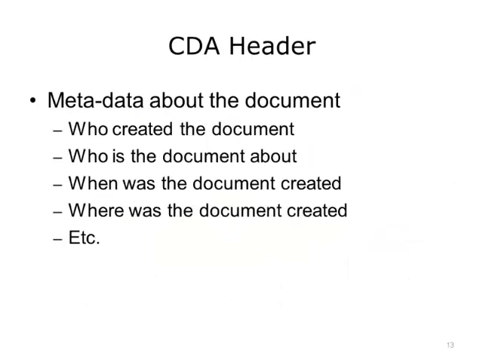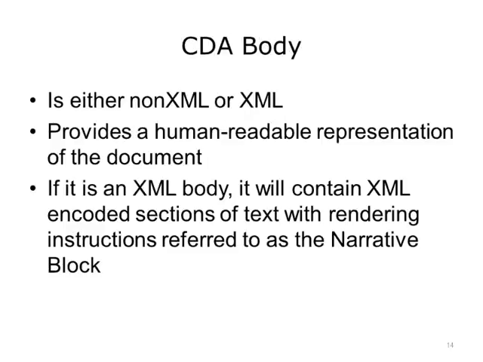The header on the CDA information model looks relatively big, but really, what the header has is any metadata about the document, such as who created it, who is it about, when was it created, where was it created, etc. Recall that the CDA body is either non-XML or XML. It provides a human-readable representation of the document.